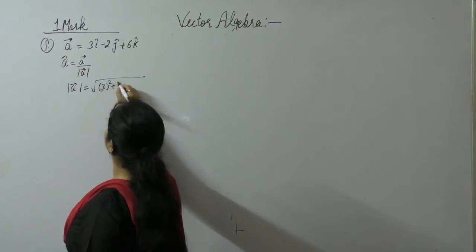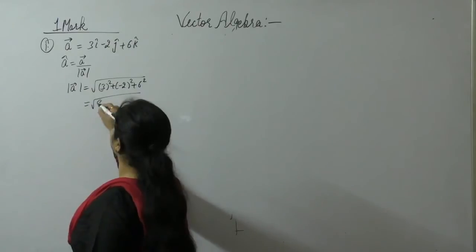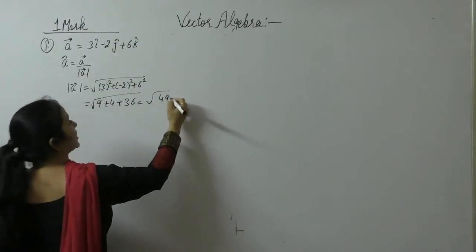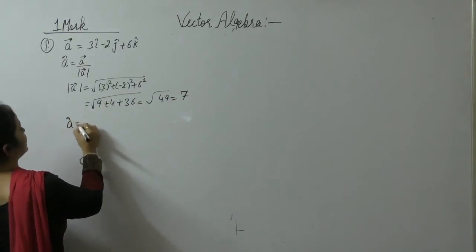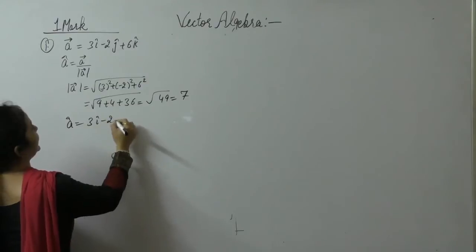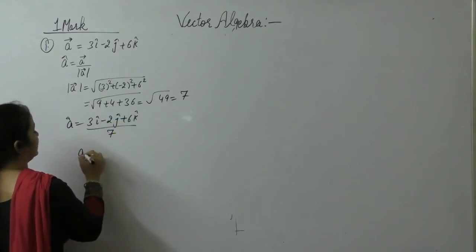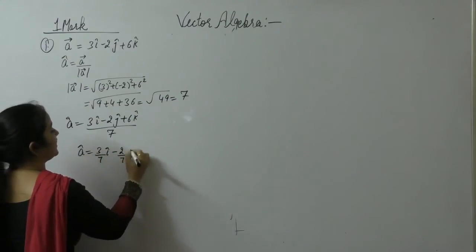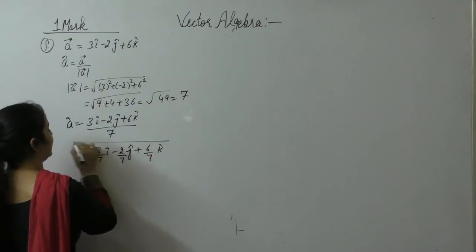3 square plus minus 2 square plus 6 square, 9 plus 4 plus 36, square root of 49, that is 7. Now A cap is A vector, 3i minus 2j plus 6k cap, upon 7. We can write it as 3 by 7 i cap minus 2 by 7 j cap plus 6 by 7 k cap.